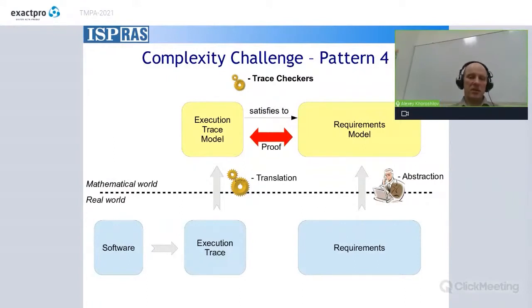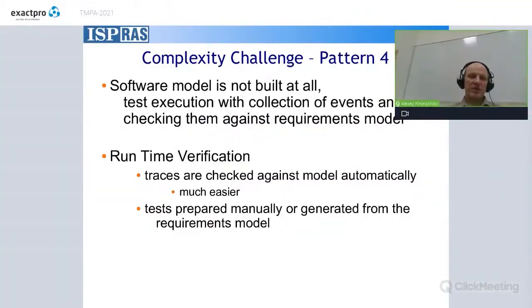As we can see, of course, such models are much more simple because they describe just one particular trace of execution, not all possible traces. And it can be solved much more efficiently with the tools that we have.